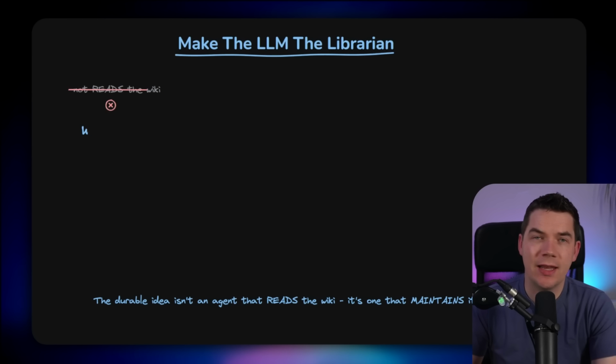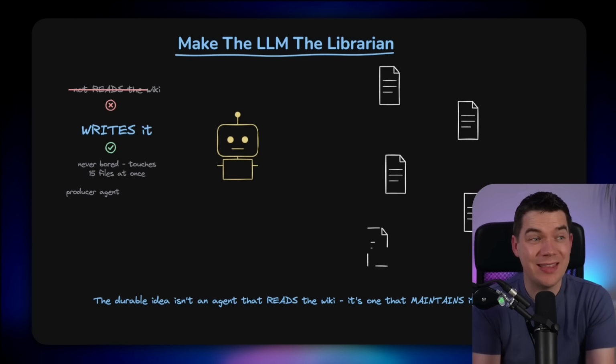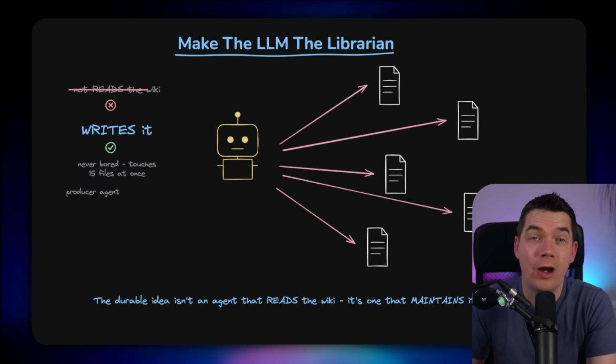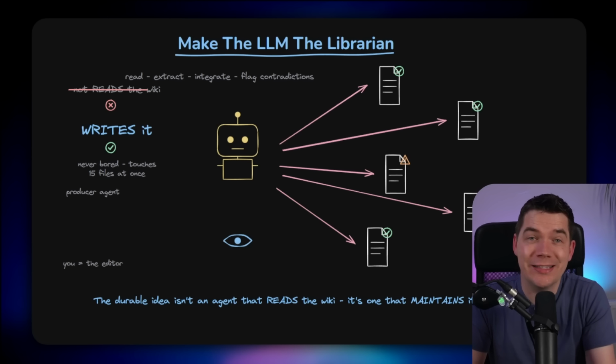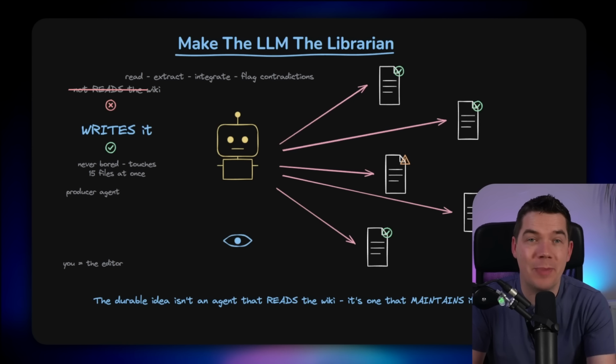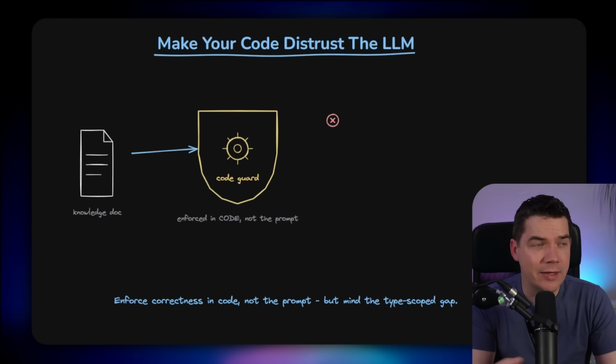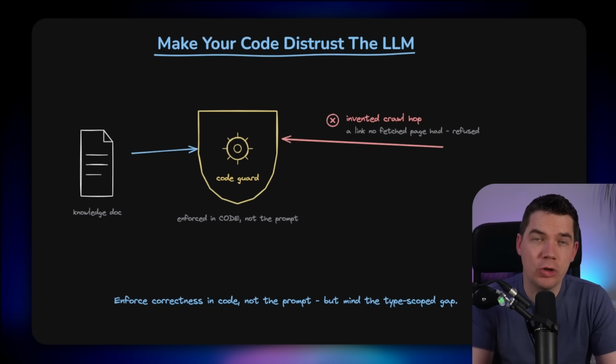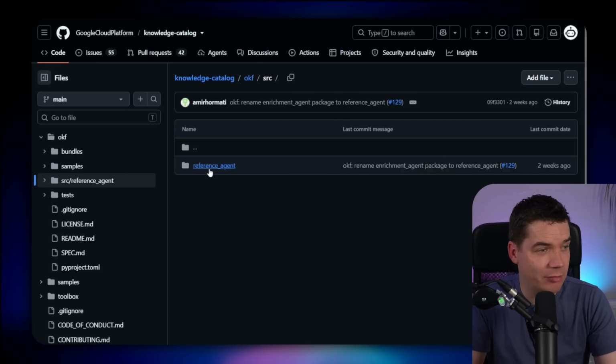A key aspect of the LLM wiki pattern is making the LLM essentially the librarian. So as Karpathy put it, an LLM doesn't get bored, it doesn't forget to update a cross-reference, and it can touch 15 different files in a single pass. So the tedious bookkeeping that makes humans abandon their personal wikis is exactly the thing that makes LLMs very good at it. And Google did something pretty clever in this repo, which is they've designed a producer agent. It's what they describe as the reference agent.